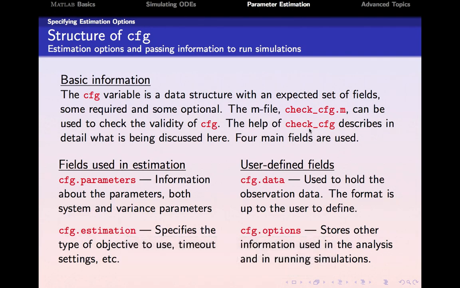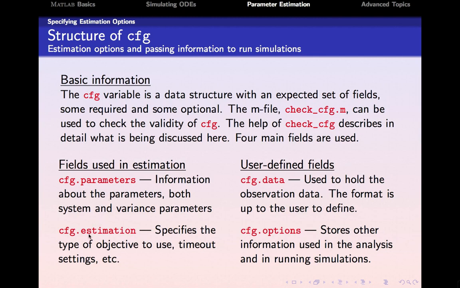So there are 2 different fields in CFG that are going to be used for estimation. These are going to be required. You're going to have a parameters field, and this is going to contain information about both your system and your variance parameters, their upper bounds, their lower bounds, the initial guesses. You'll put the names of the parameters in this field.